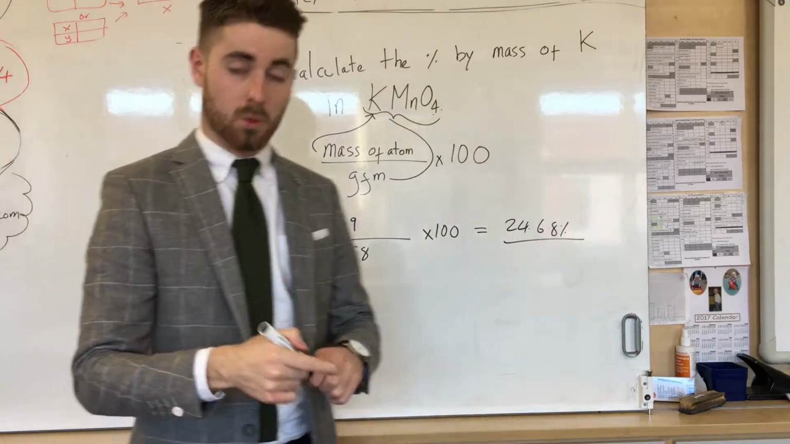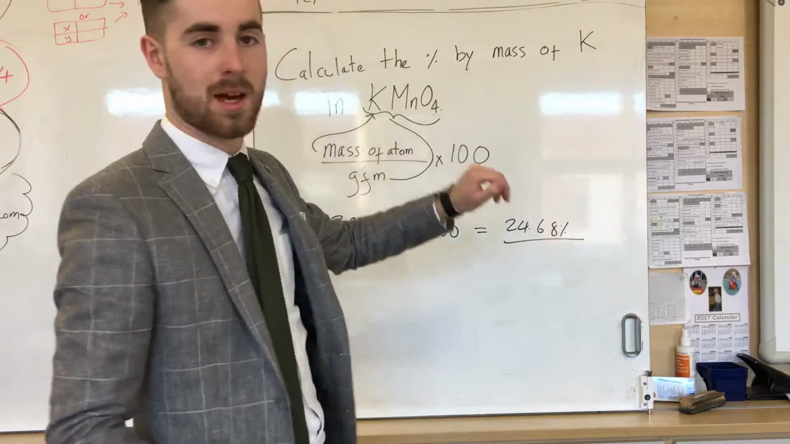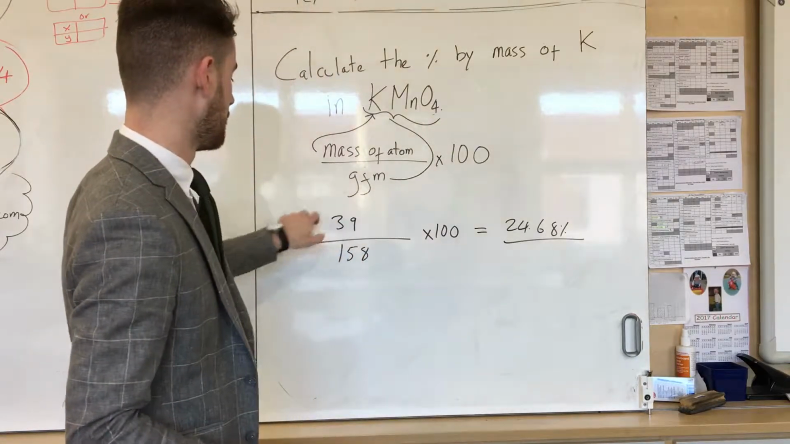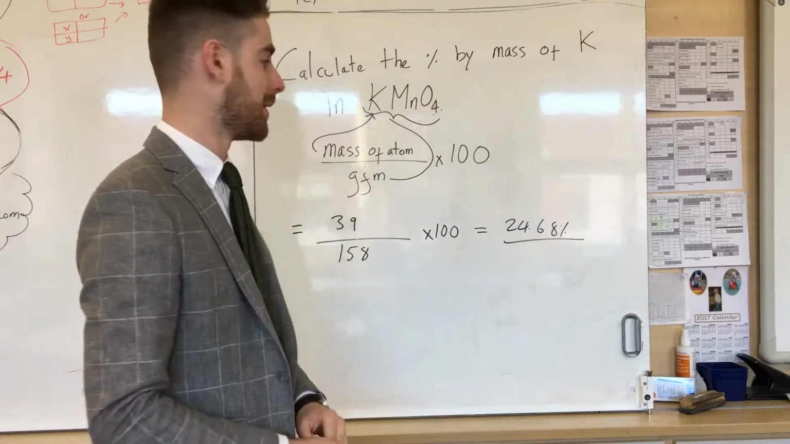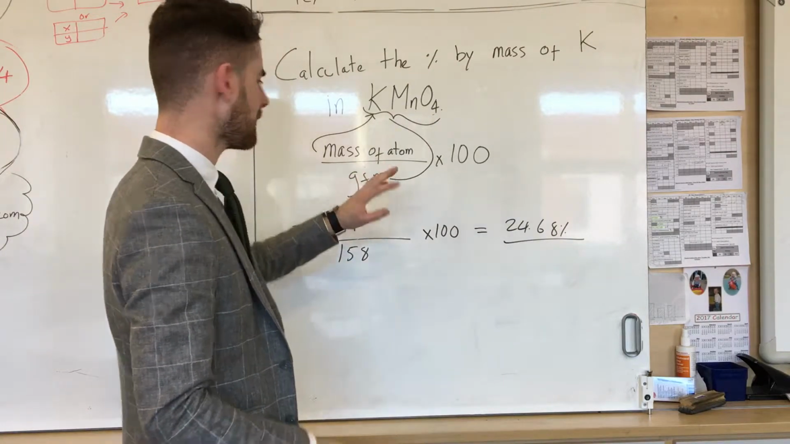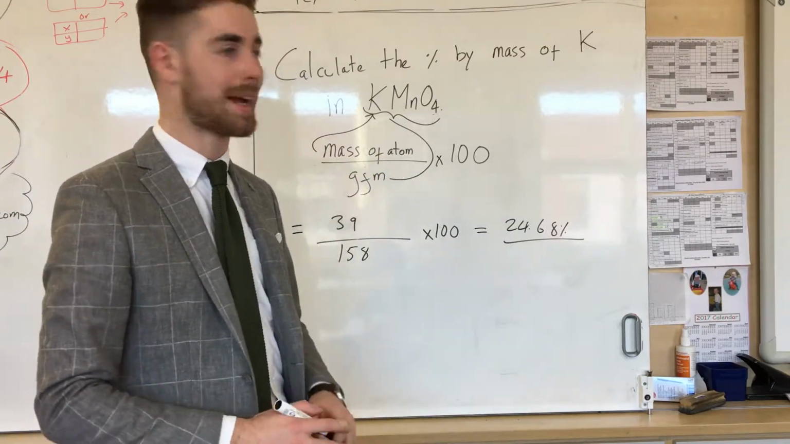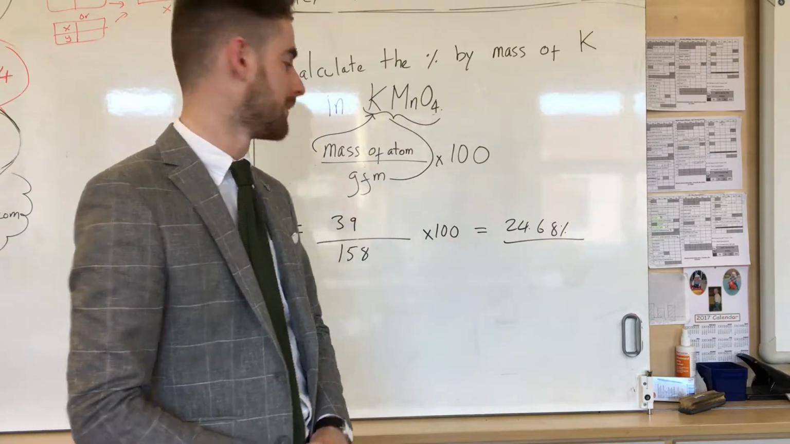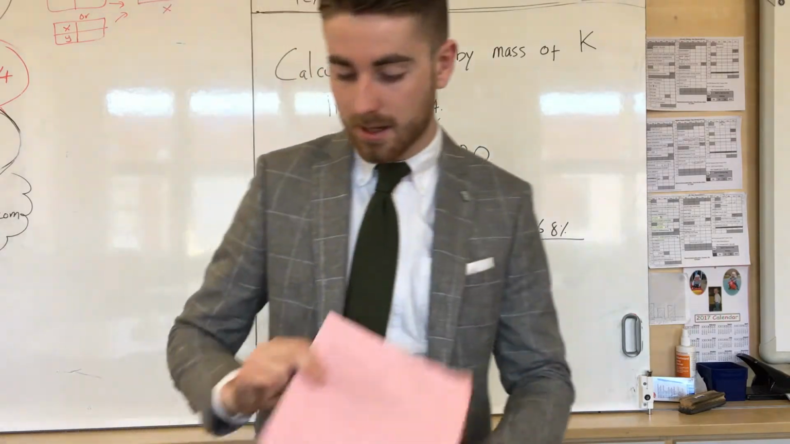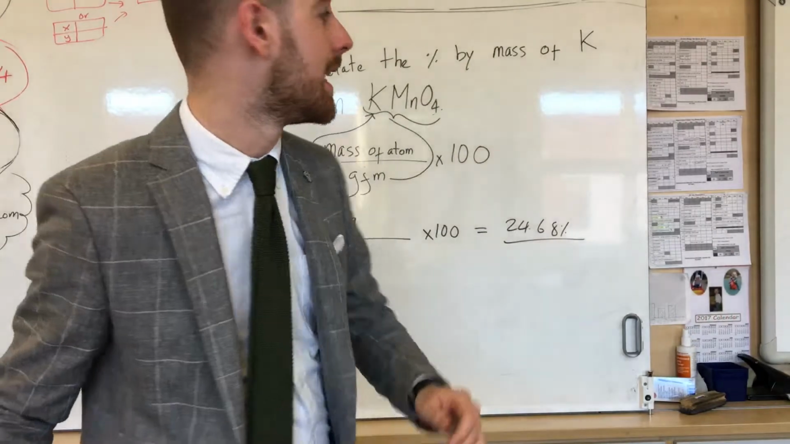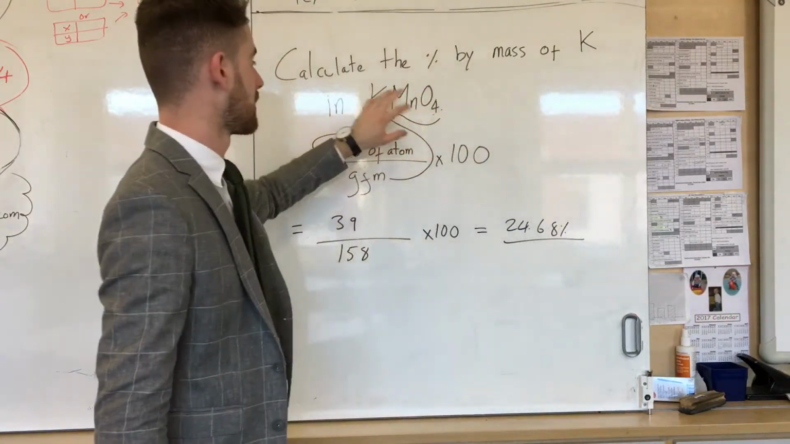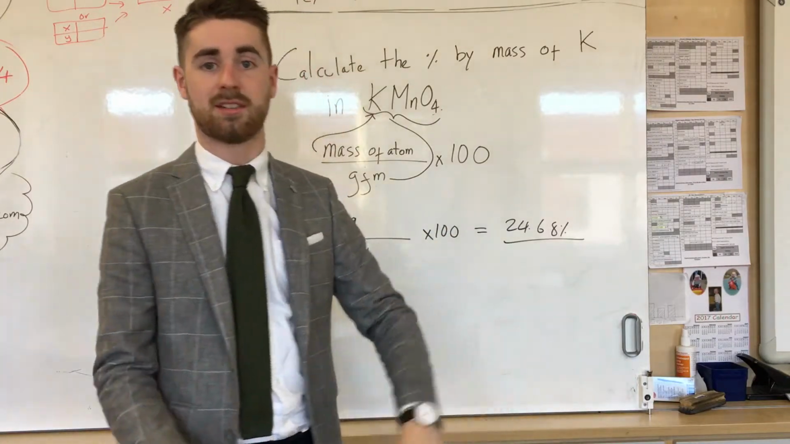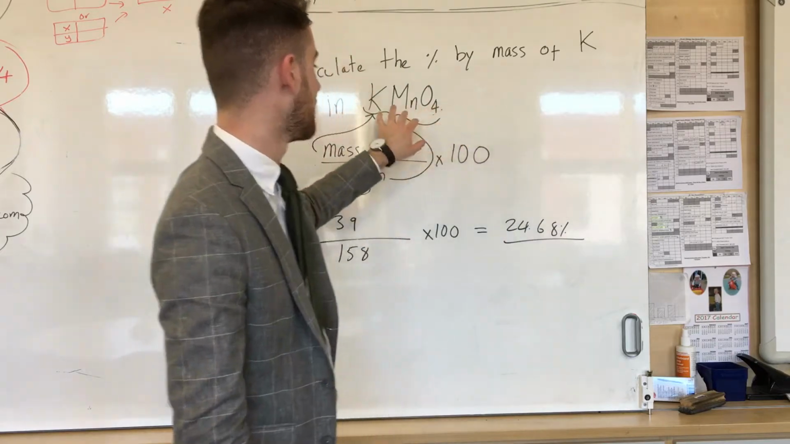And that's it. You could be asked about manganese, you could be asked about oxygen. It doesn't matter which atom you're asked about in here. What does matter is what number you slot into your equation. The gram formula mass is always going to stay the same. You can work out the percentage by mass of manganese by simply putting the mass of a manganese atom in place of the potassium atom. So all you've done is taken this equation, taken the mass of the atom and the total mass of the compound, the gram formula mass, multiplied it by 100, and you've got your percentage by mass or your percentage composition of potassium in potassium permanganate.